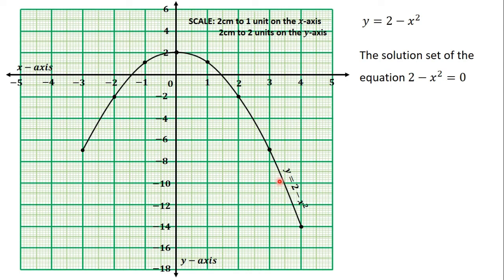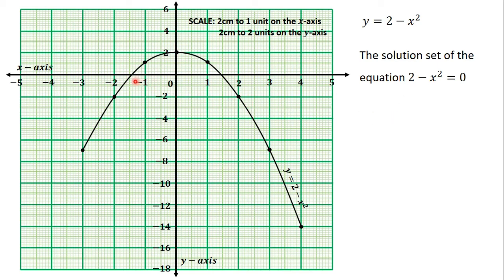This is the graph of the relation y is equal to 2 minus x squared. And the question wants us to use this graph to find the solution set of the equation 2 minus x squared is equal to 0. We got this equation by equating the function to 0. So if we equate the function here to 0, we will have 2 minus x squared is equal to 0. From the previous video, we learned that the solution of this equation is the x-intercepts. So the solution of this equation is the x-coordinates at the point where the curve intercepts the x-axis.